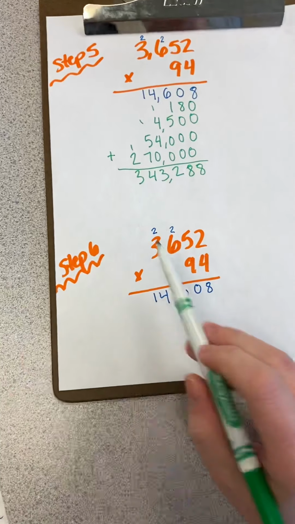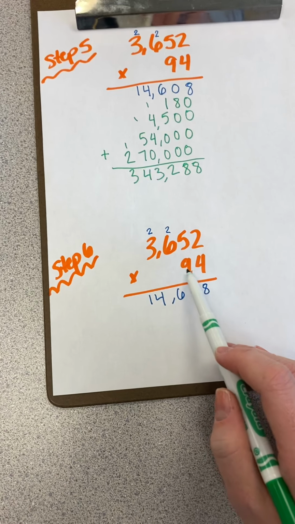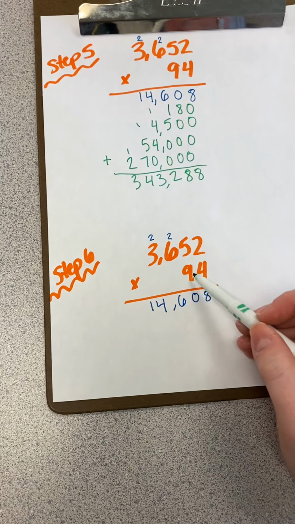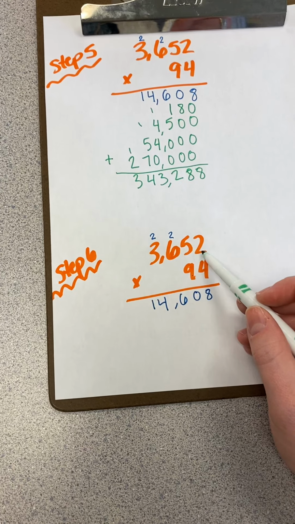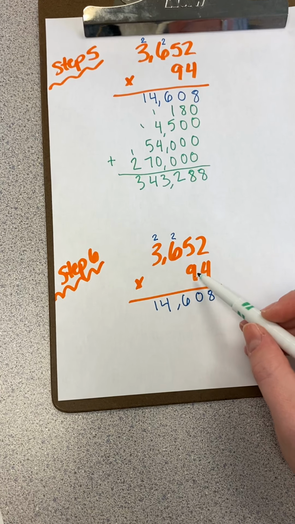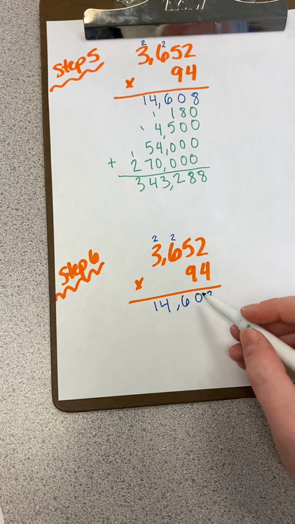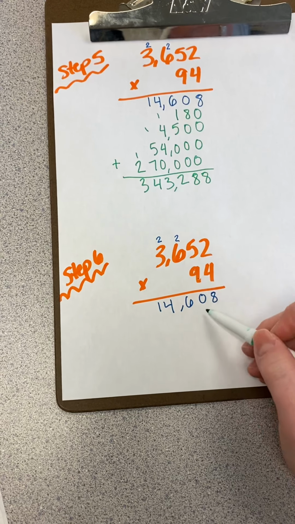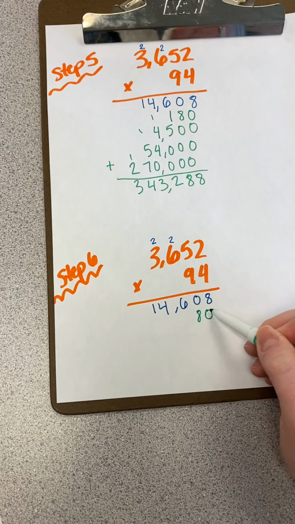To do the standard algorithm when multiplying by 10s, it is very much the same as what we did to multiply by ones. So I'm going to do 90 times 2 is 180, and I'm going to regroup 10 of those to become 100. So I'm going to leave my 80 here.